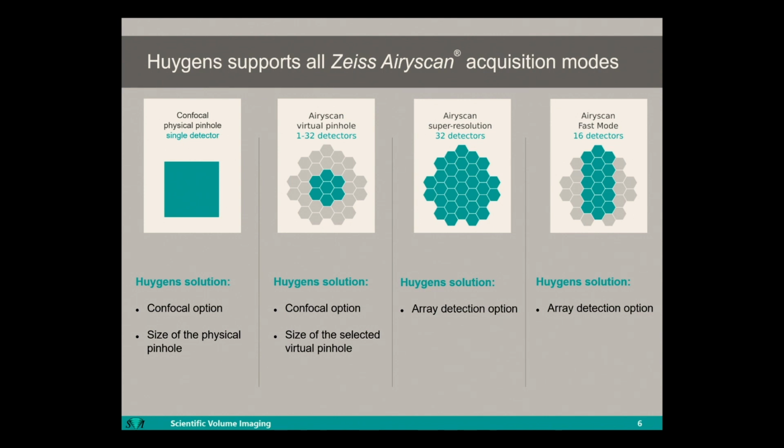Third, images acquired in super resolution mode can be deconvolved in Huygens with the new array detector option. And finally, images acquired in fast mode can also be deconvolved using the new array detector option. In the following slides, we're going to review the last 2 acquisition modes in combination with the new Huygens array detector option. For confocal deconvolution, I'd like to refer you to our Huygens manuals and the SVI website. I'd like to emphasize that Huygens can also deal with multiphoton excitation within all these 4 acquisition modes.